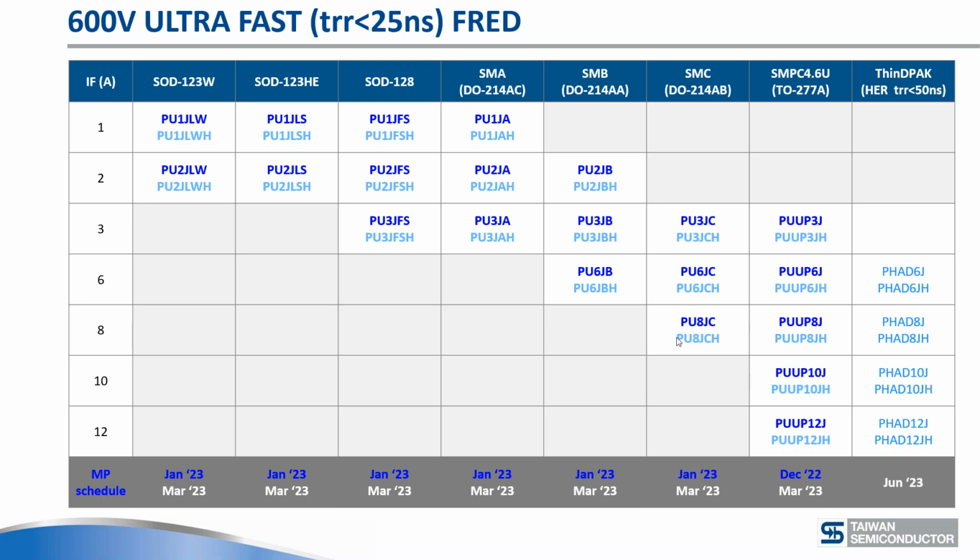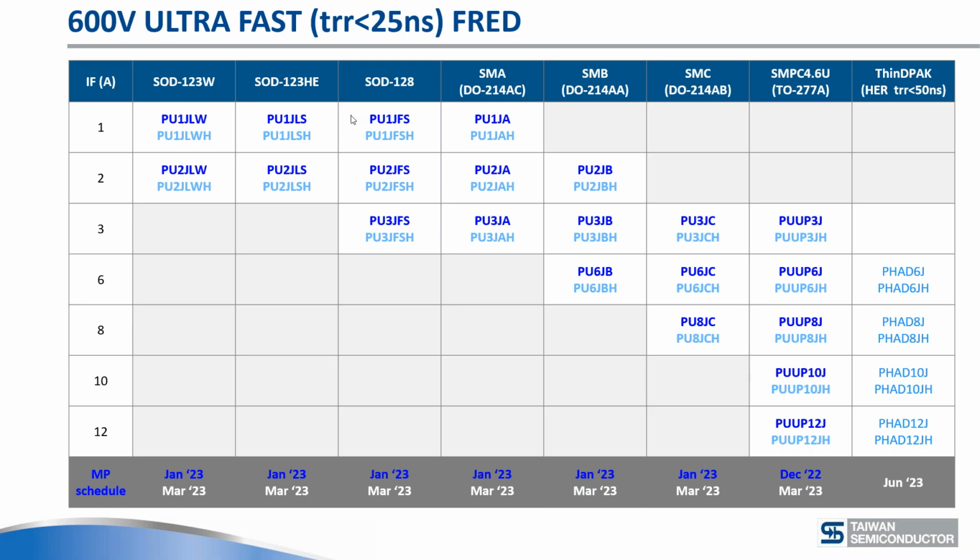So we have the major packages here. We're also introducing them in the smaller SOD123W. So we have the major packages covered with our new 600 volt planar diodes. These diodes are going to become the diode of choice for Taiwan Semiconductor for 600 volt applications. Let me show you why.